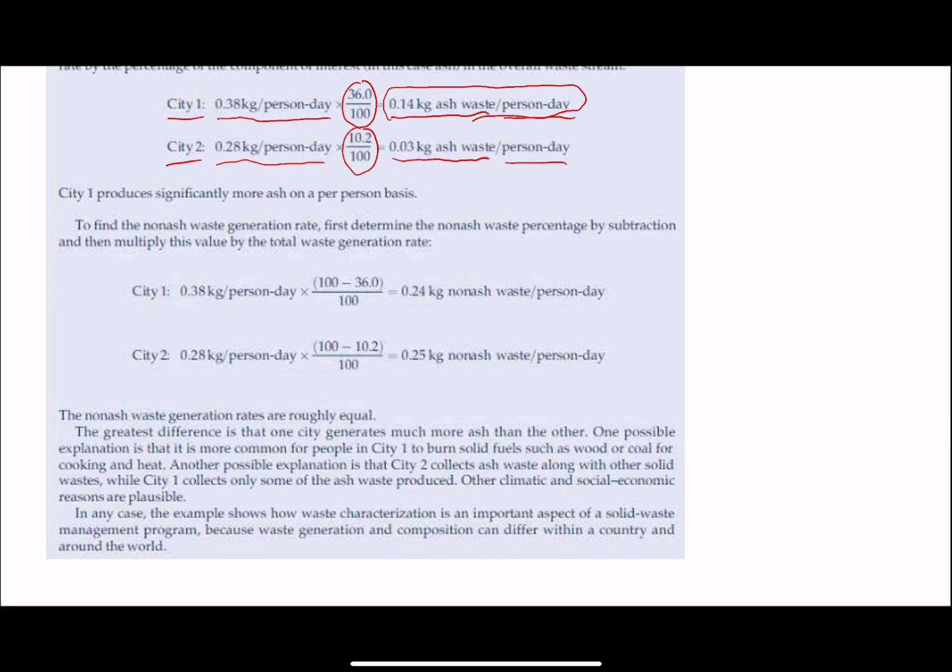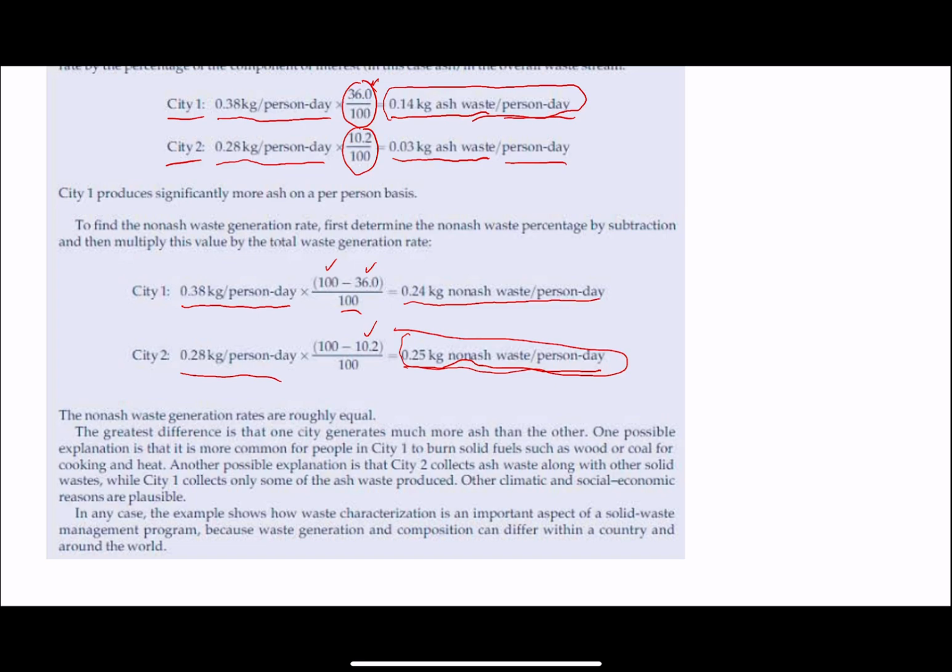Okay, now we want to find out the non-ash. We'll do the same thing. We have ash, the non-ash is 1 minus the percentage. So we'll put the same thing, the generation of city 1, generation of city 2. So this is 36%, so we're going to do 100 minus 36 over 100. This is 0.24 kilogram non-ash waste per person per day. While city number 2 is 100 minus 10.2 over 100, 0.25 kilogram non-ash waste per person per day. You can see from here that city 2 will produce higher non-ash waste than city 1.